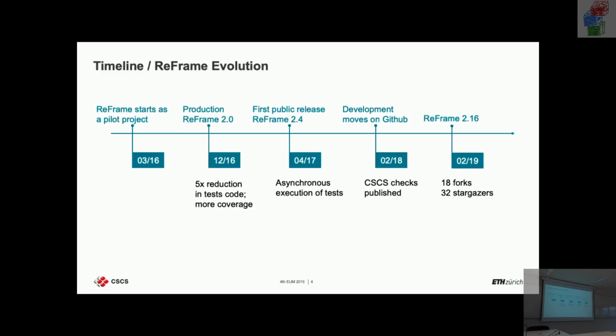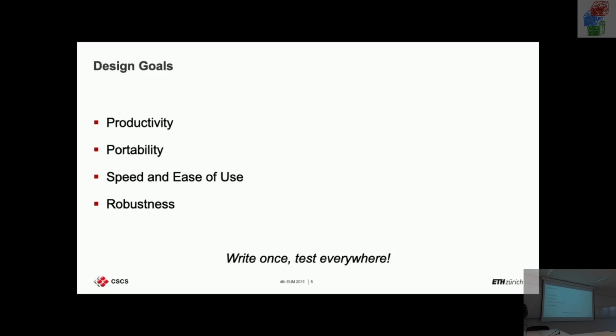The reason why I like ReFrame so much is its design goals. That's what drives me crazy, or amazes me. The first one is productivity. As a chemist, I want to write my tests as productively as possible. I don't want to care about all these computer science details. I want to be really fast at writing my tests, and I want to run them as fast as possible. And I also don't want to care much about the system, right?